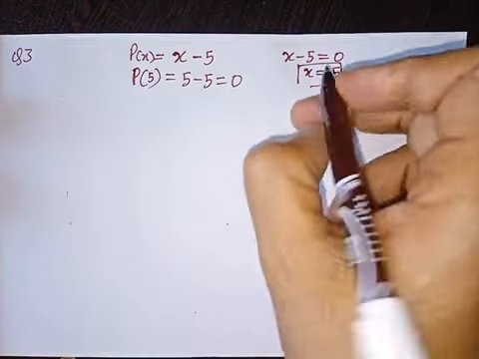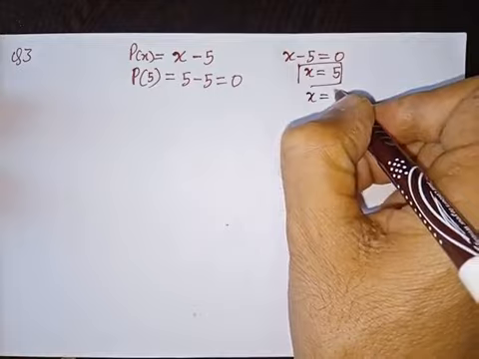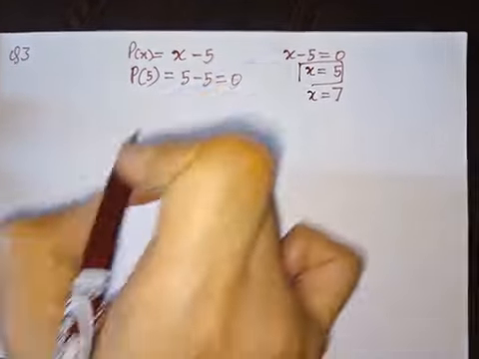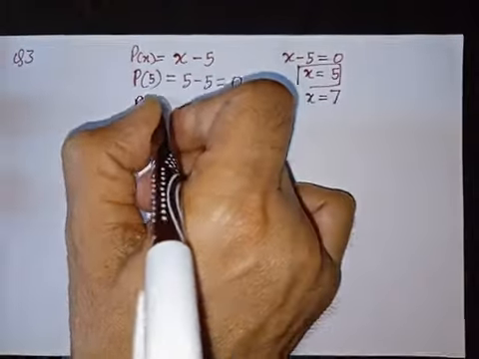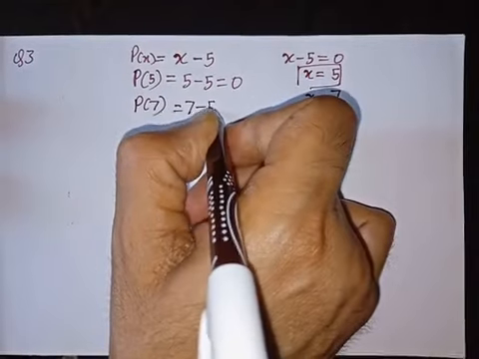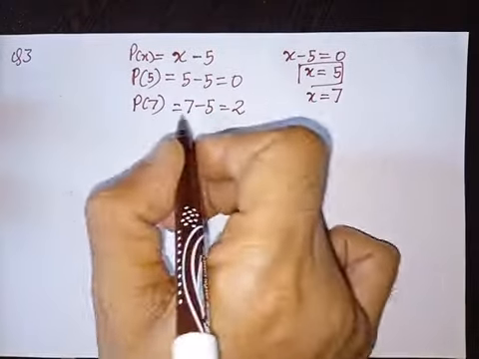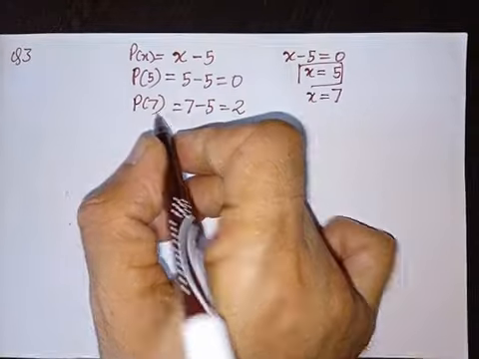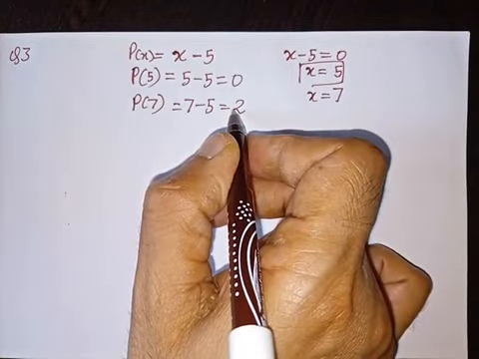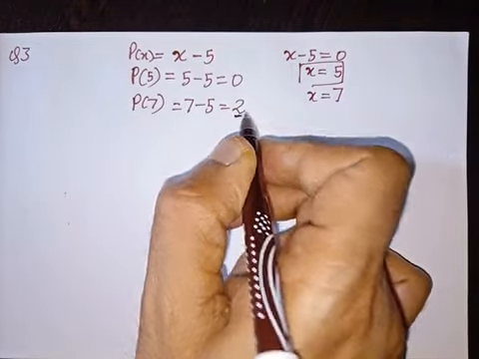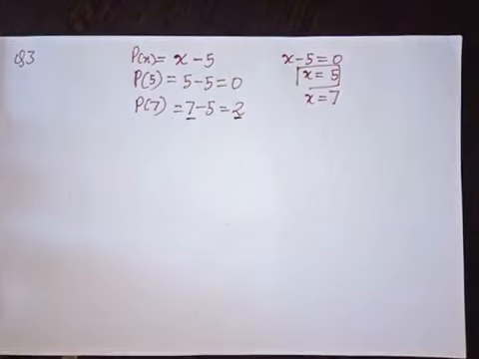Now let us take some other value other than 5. Let us take 7 as a value for x. Now on substituting x equals 7, we get 7 minus 5 equals 2. So on substituting 7, we get the value of the polynomial equal to 2, which is not 0. Hence 7 is not a zero of the polynomial.